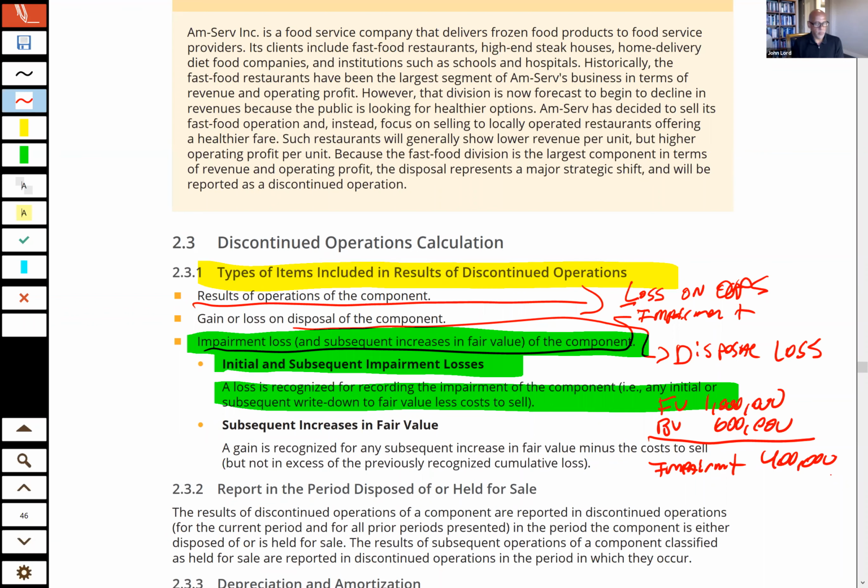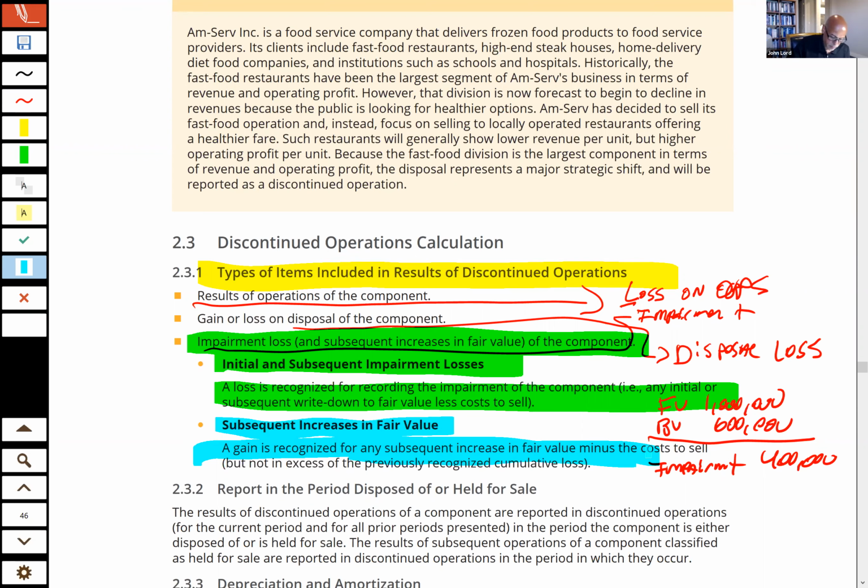Now, what happens if between your initial write down and the period that you finally dispose of it, it comes back in value? In fact, what if it comes back in value in excess of $1 million? Well, you can write it back up. You can take a gain for that 400,000 and write it back up to the million, but you stop there. I don't care if your analysis tells you that the fair value is 1.2, you can only write it up to the previous fair value that it had.